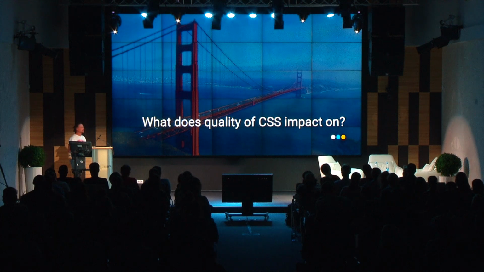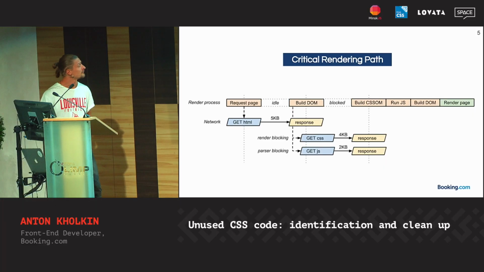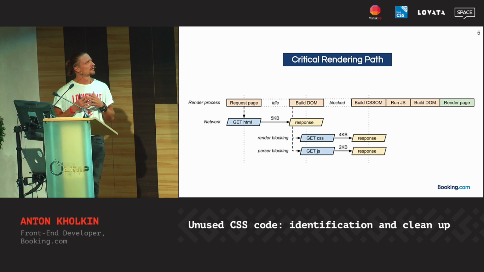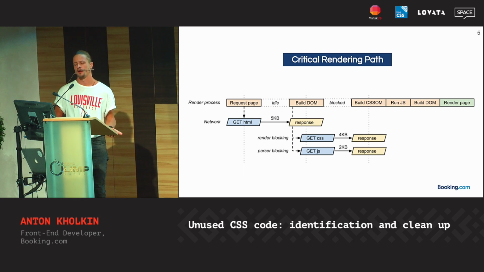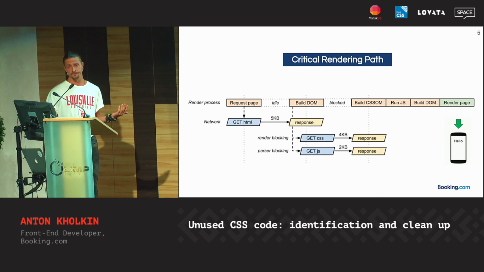What does the quality of CSS impact? So why does this problem exist? I would like to start with the user experience. And here, the critical rendering path is a really important part where the CSS comes into play. The critical rendering path is basically the time the browser spends between the page request and the moment when the user sees the first content. And in this pipeline, the CSS plays a critical role.